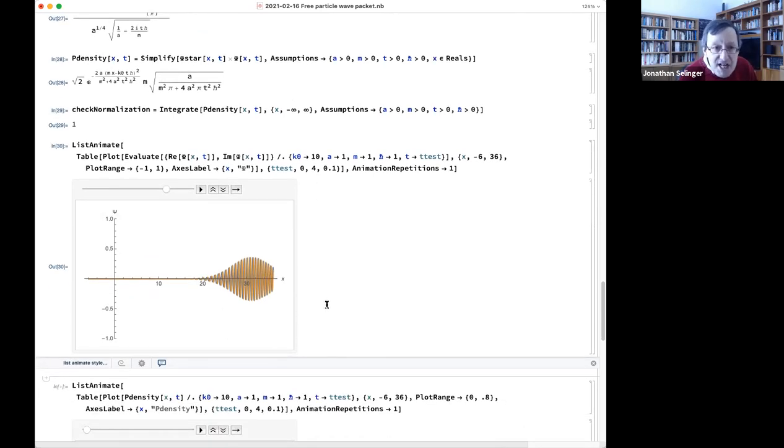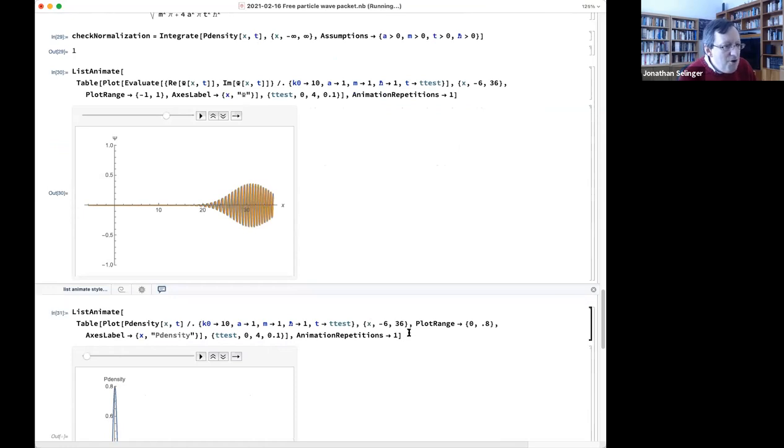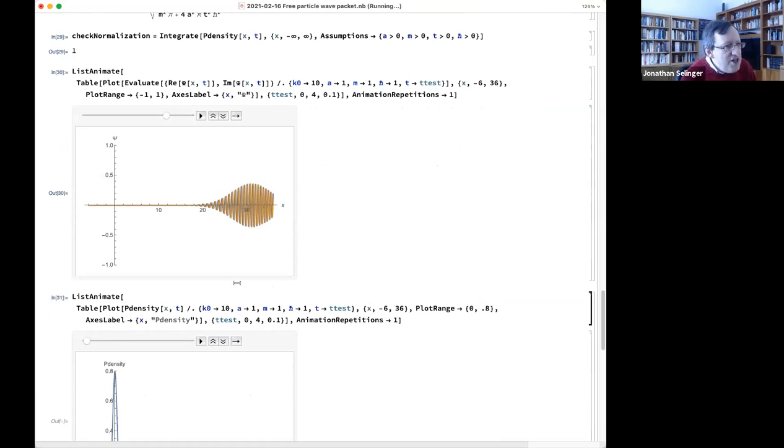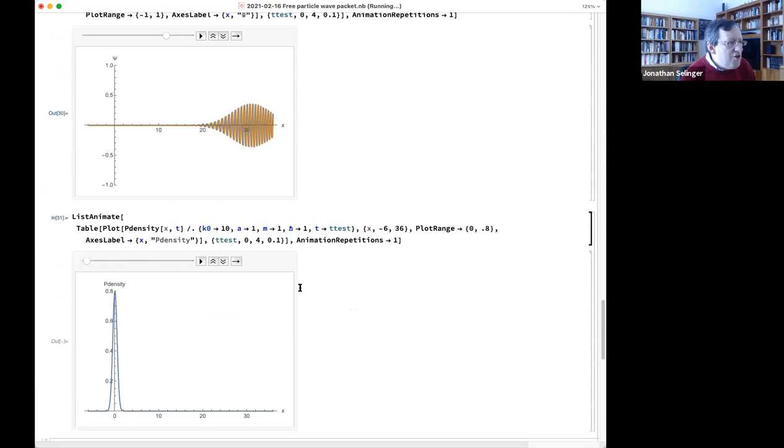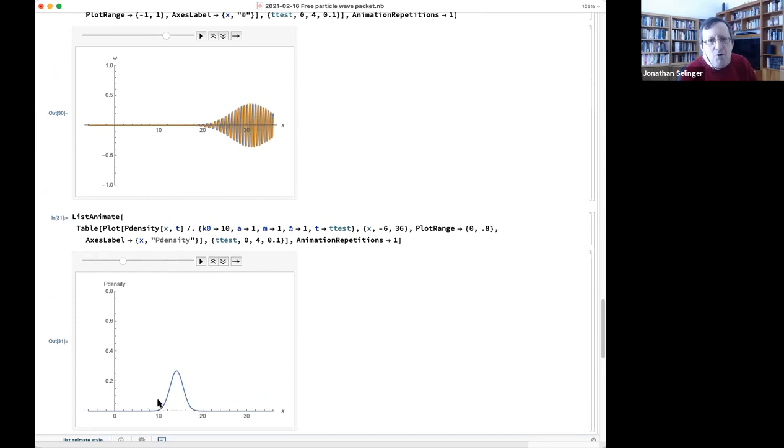How about the probability density? If we multiply psi times psi star and make a plot of that, this is a real thing. It starts off peaked at x equals 0, and then it gradually moves. So here is the wave packet moving. You can't see all the oscillations up and down, but you can see the envelope that moves from one side to the other, and spreads out as it moves.